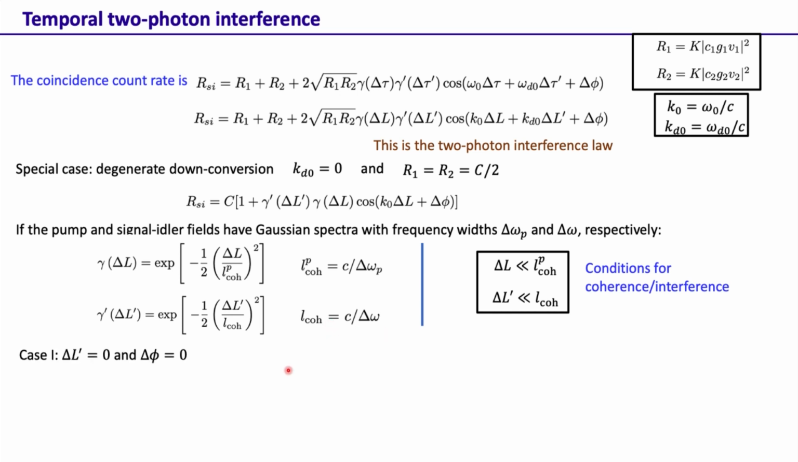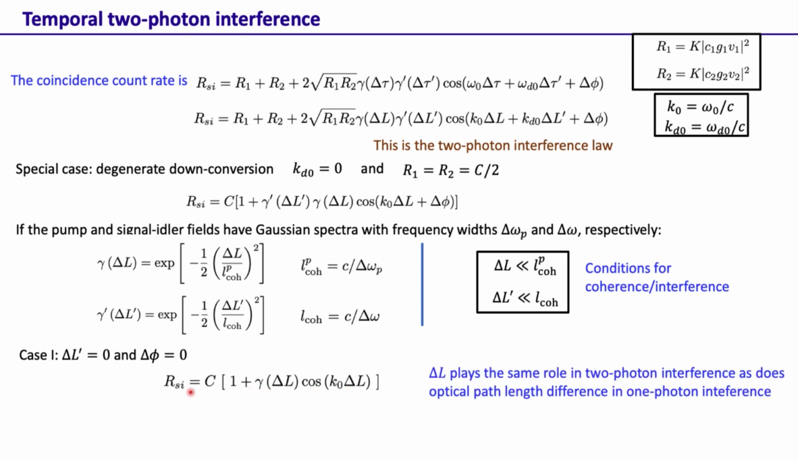Okay, now let's look at the two special cases. Case 1 is when delta L prime is equal to 0 and delta phi is also 0. In this case the RSI takes an even simpler expression, 1 plus gamma delta L times cosine k naught delta L. So as a function of delta L, the coincidence count rate will show interference because of this cosine term. But since there is this coherence function as well, at delta L equal to 0 this is 1, but as we increase delta L, this will reduce to 0. So we will have interference, but then that will decay down to 0 within this coherence length LP.